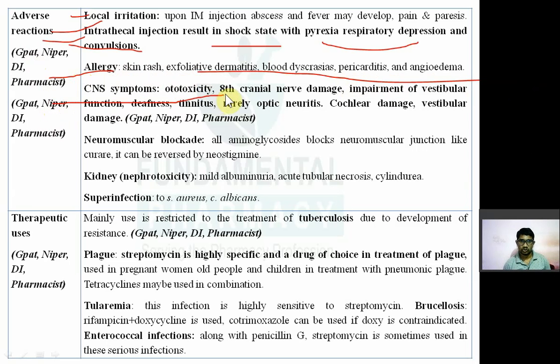It will cause ototoxicity. It will damage the eighth cranial nerve, impairment of vestibular function, deafness, tinnitus. Rarely it can cause optic neuritis, ऑप्टिक नर्व जो है उसको भी ये डैमेज कर सकता है। देन ऑप्टिक न्यूराइटिस, पेरिफेरल न्यूराइटिस also, cochlear damage, vestibular damage. Okay, these are the main adverse effects.